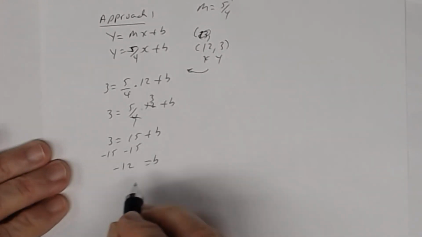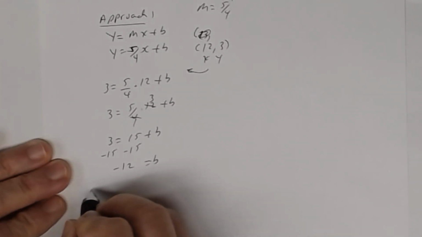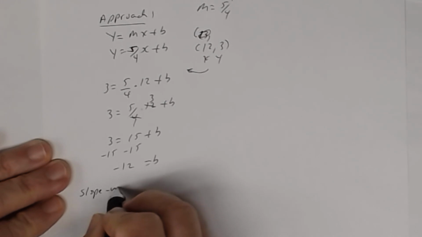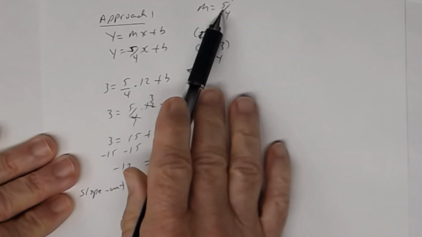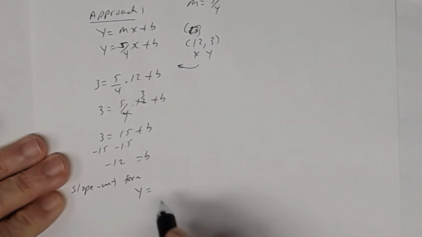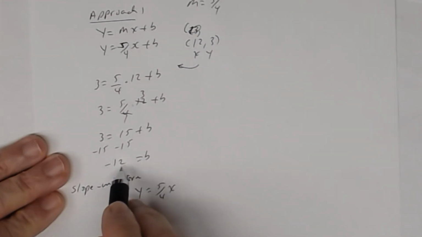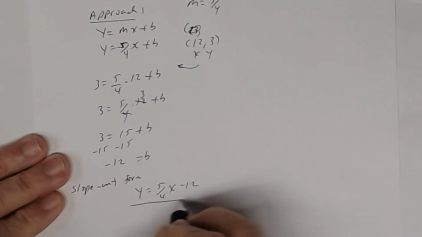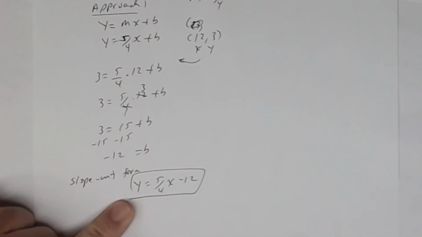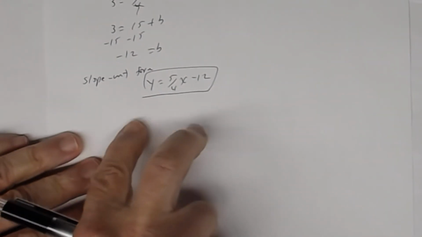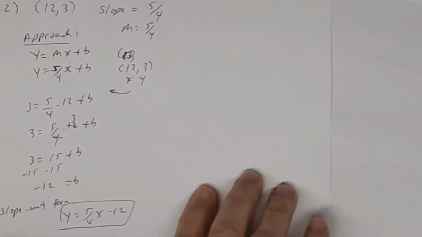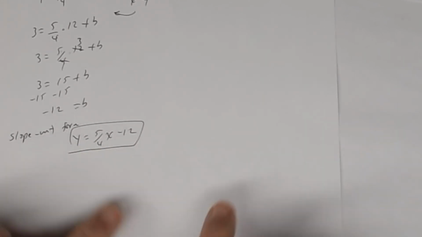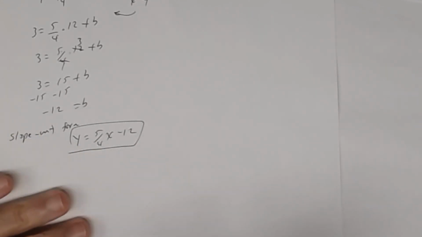So there's your y-intercept. Now you're in slope-intercept form. You're going to say y equals the slope, which is 5/4, x, and then b is negative 12, so minus 12. Now, that's getting the equation of that line in slope-intercept form. From here, you're going to put it in standard form. But let's go ahead and use approach number 2 next, because we'll get the same thing, and then we'll get it in standard form for both approaches at the same time.